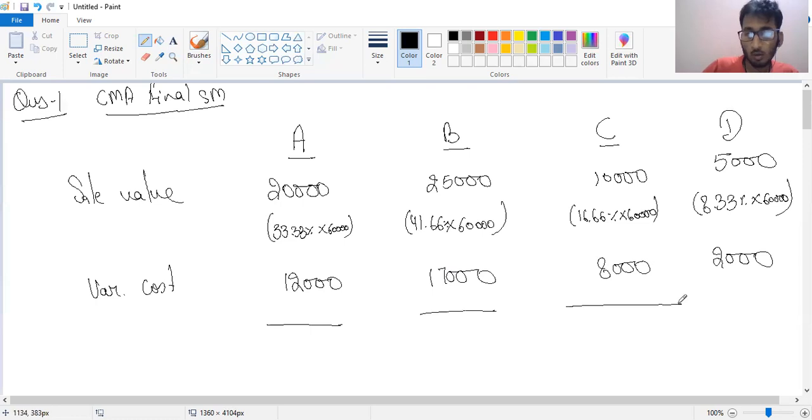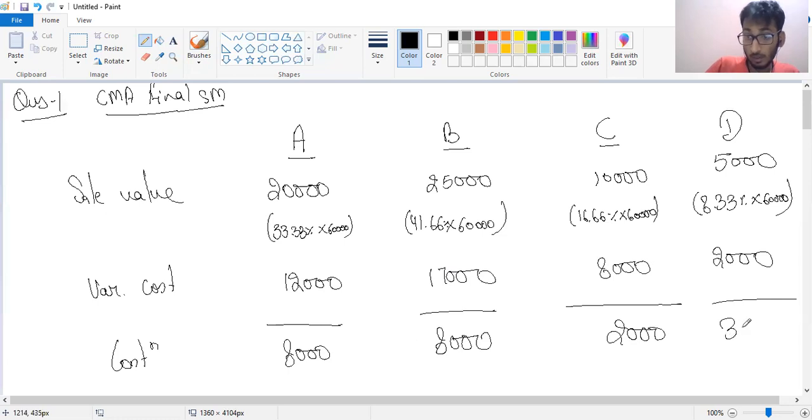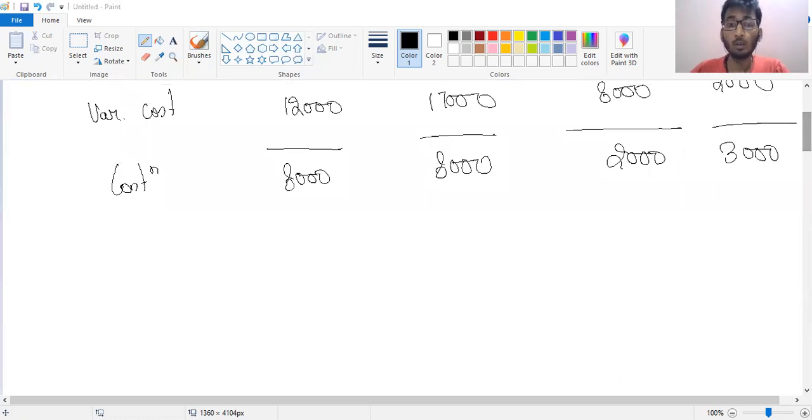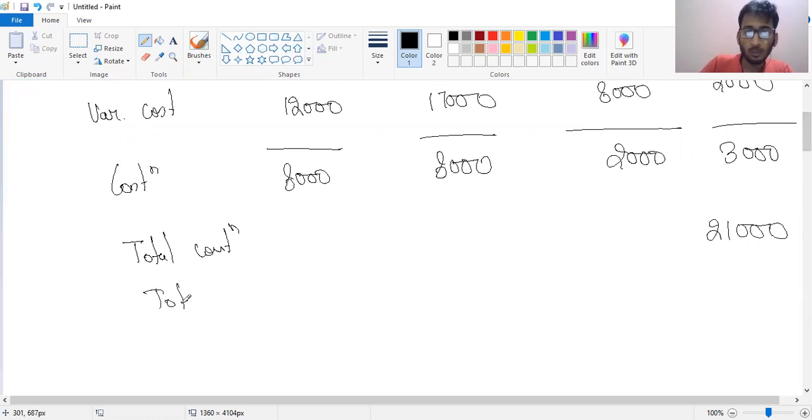So what is the contribution? Contribution is 8,000, 8,000, 2,000 and 3,000. Since we are given the fixed cost in whole, for the complete company, not on individual basis, we need to calculate the break-even point on overall basis. So total contribution given to us is 21,000. Total fixed cost is 14,700.